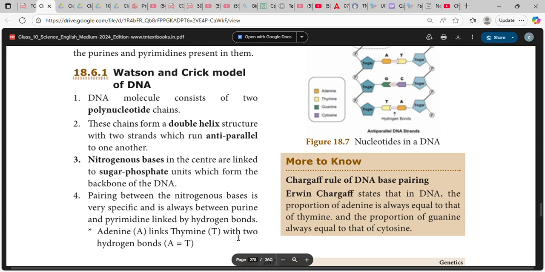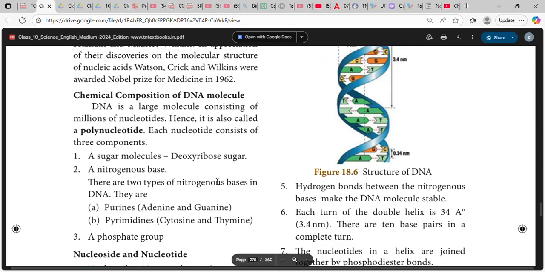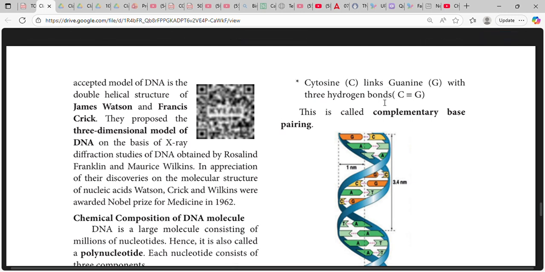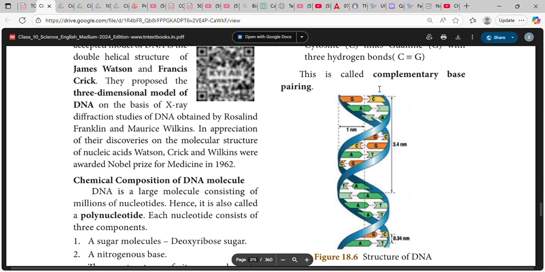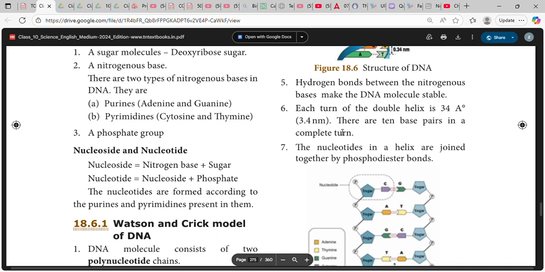Adenine links with thymine with two hydrogen bonds, A double bond T. Cytosine links with guanine with three hydrogen bonds, C triple bond G. This is called complementary base pairing. Hydrogen bonds between the nitrogenous bases make the DNA molecule stable.